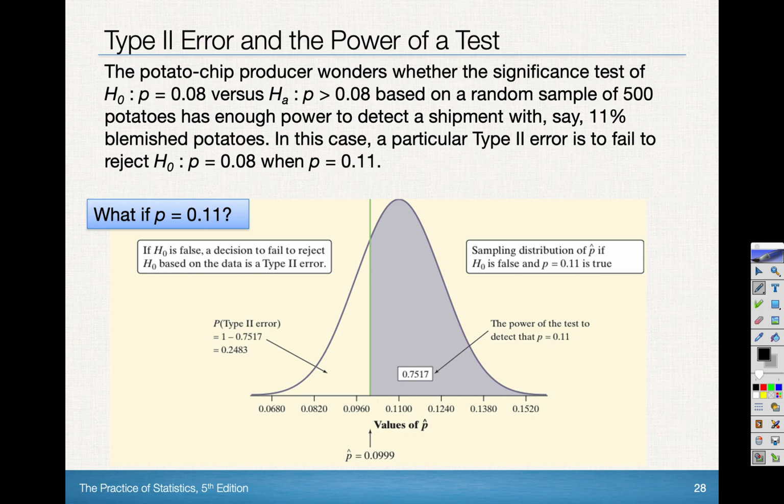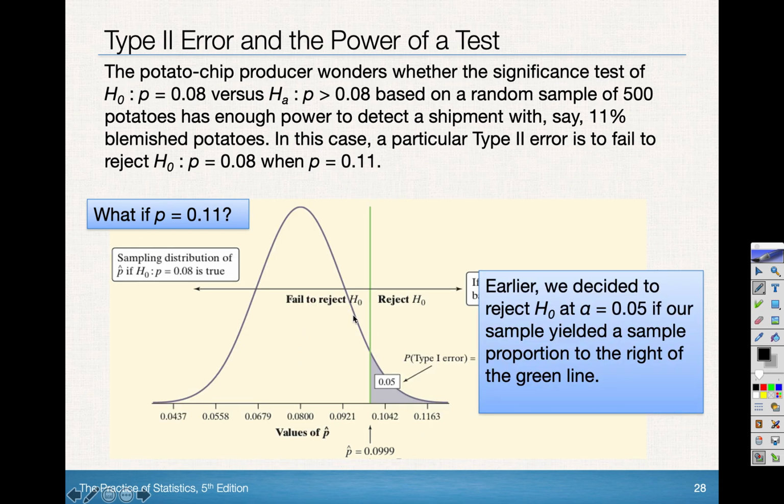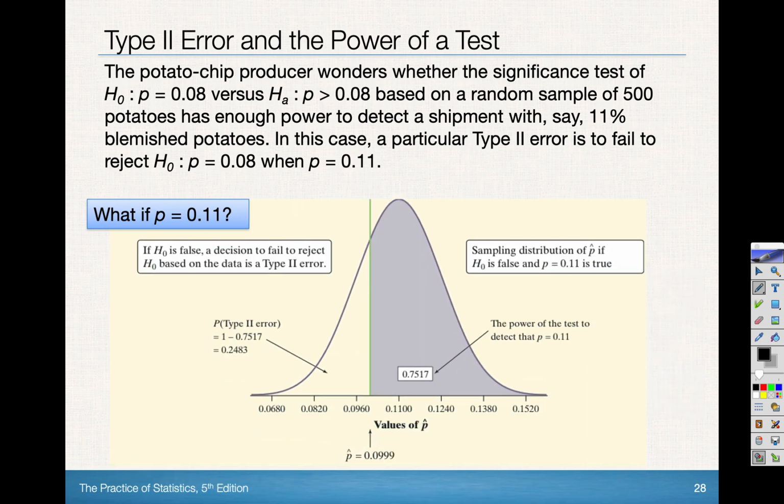Okay? So the probability of getting a value on the left side of this green line, which is less than 0.0999, on this sampling distribution is actually 0.2483. That is the probability of type 2 error. Because this would be failing to reject this, but really this is true. So that means the power of the test would be 0.75. There's a 75% chance of successfully rejecting the null hypothesis if the parameter is actually 0.11.